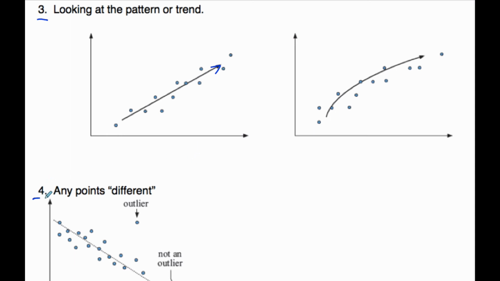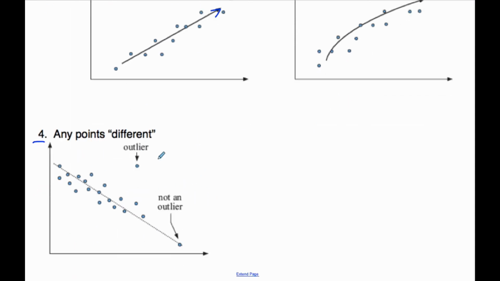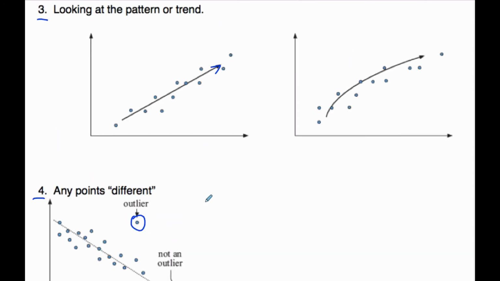And the last thing we look for are any things that are different. So like this here is an outlier. It doesn't follow the general trend. Whereas this is not an outlier. It's just in the same trend, but further away from the main set of data. And those are the 4 aspects of scatter plots to consider.